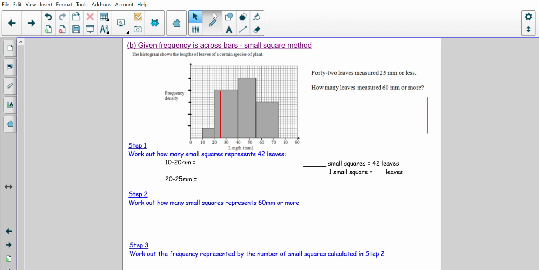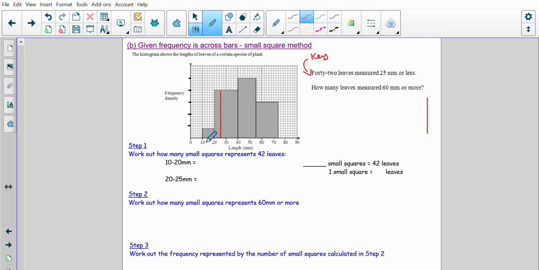So if we notice for this question, here is our key, where we are told that 42 leaves measured 25 millimeters or less. So I've put a red line here on my histogram at 25 millimeters, and we can see that's not a whole bar. So it's not as straightforward as dividing the frequency by the class width to get a frequency density on our scale. So what we're going to do now, we are just going to use the small squares on the grid of our graph paper to calculate areas, because the 42 leaves still represents an area on our histogram.